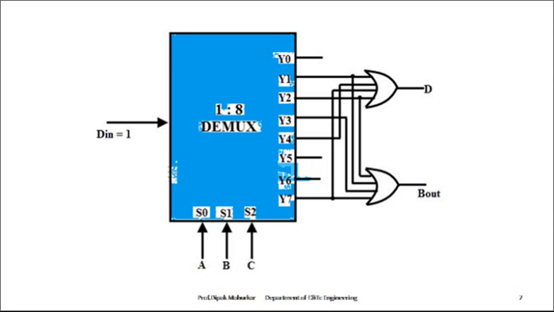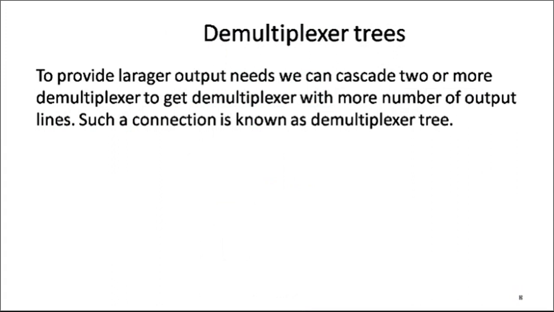Okay, now moving to the next part, which is demultiplexer trees. To provide large output needs we can cascade two or more demultiplexers to get a demultiplexer with a larger number of output lines. Such a connection is known as a demultiplexer tree. I will explain again. Suppose we have 1:4 demultiplexers and we want to design a 1:8. So what do we have to do? We can use 1:4 and 1:4. If we combine the outputs of the 1:4 and 1:4, 8 outputs will be obtained.